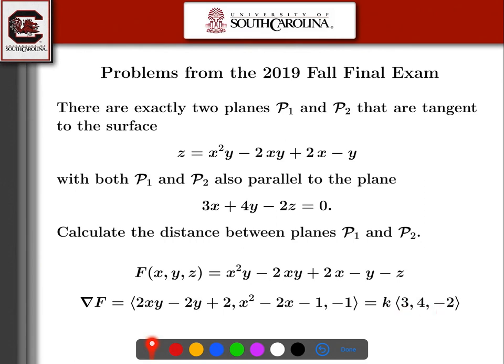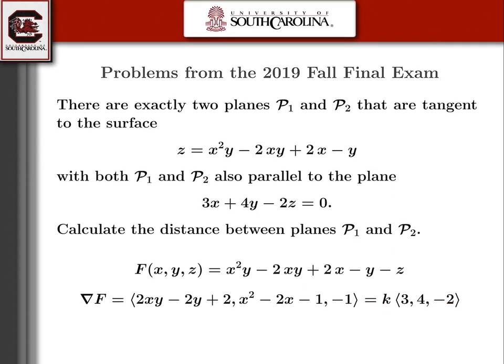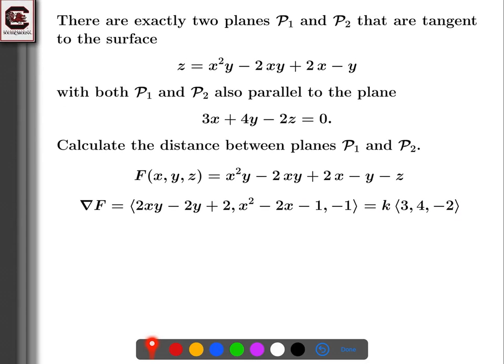So we want to know what that means now. And you can see that minus 1 is equal to k times minus 2. So that tells you that k has to be 1/2, right? 1/2 times negative 2 will give me the negative 1. So we're getting then that k is 1/2.